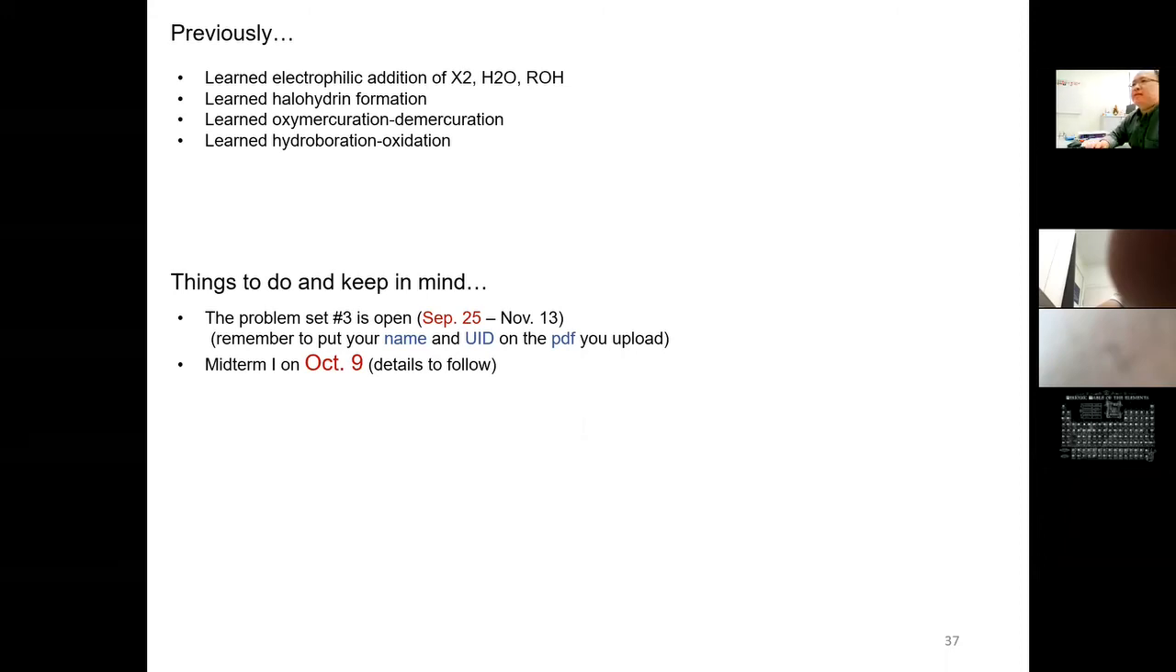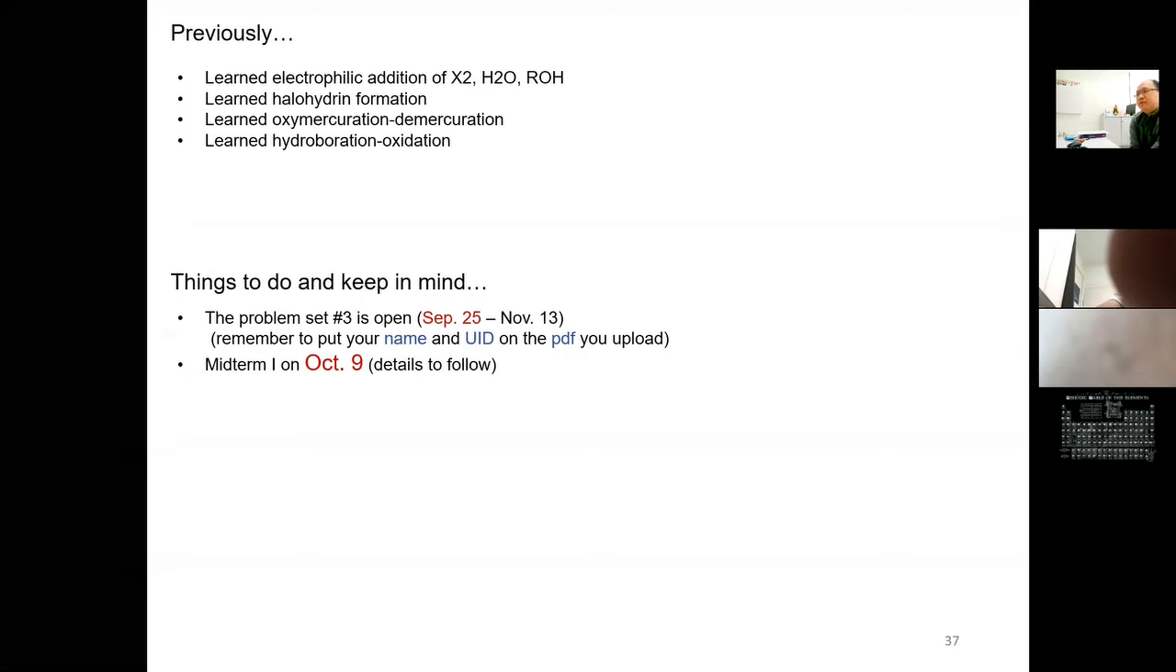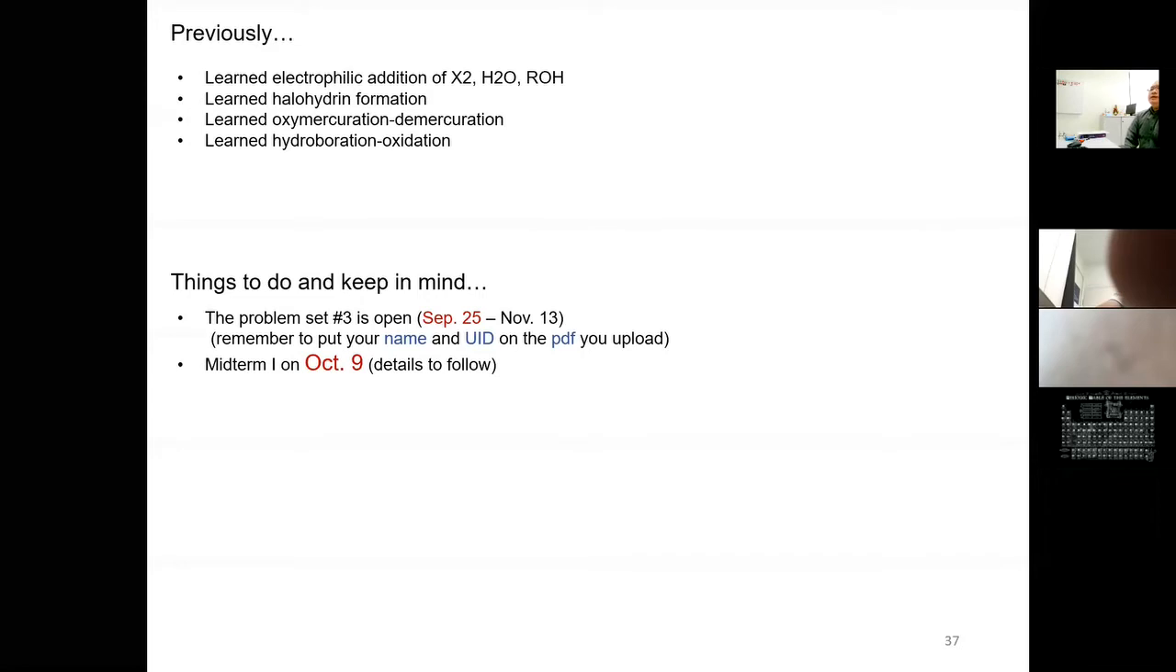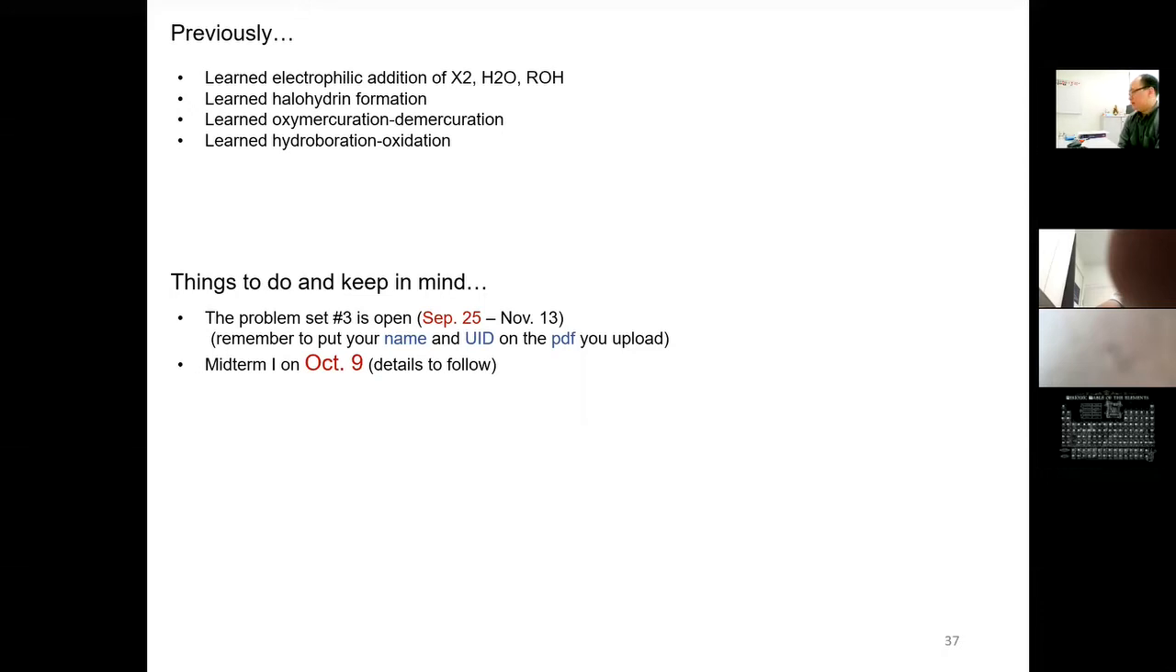We finished almost all of the electrophilic addition of alkenes. So we talked about dihalogen addition, hydration, and the reaction with alcohol, which is a variation of the hydration. Particularly the halohydrin formation, where you use dihalogen as reagent but run the reaction in water, so the reaction is intercepted by water. So you have a C-O bond and a carbon-halogen bond formation.